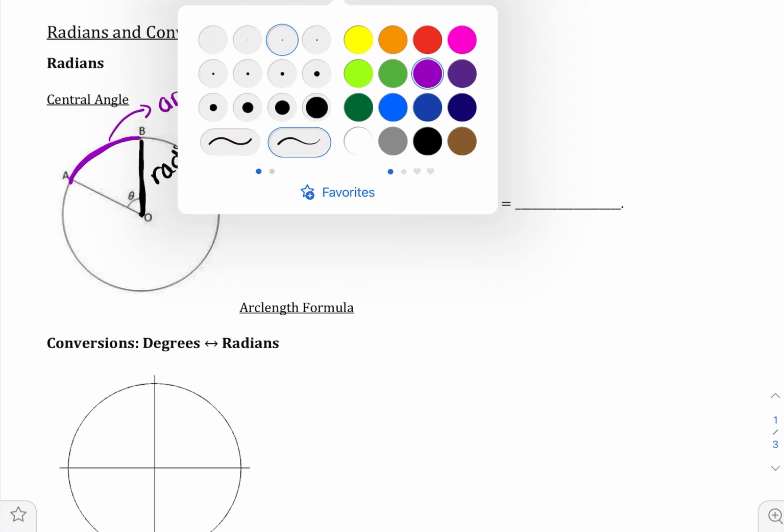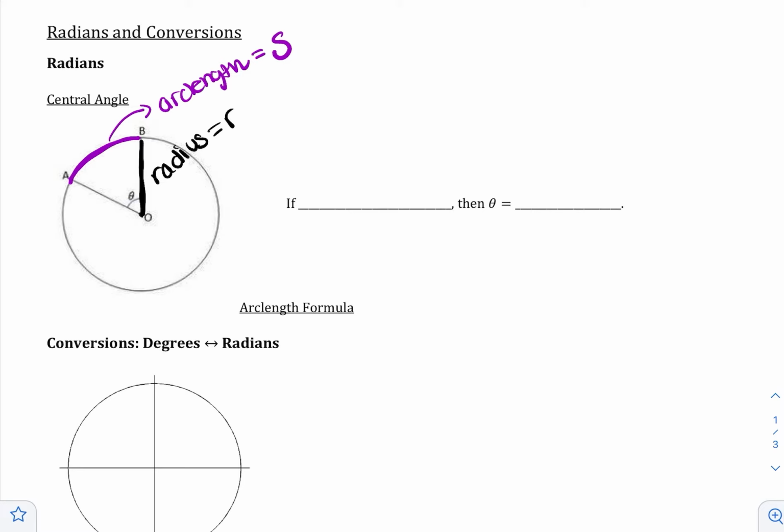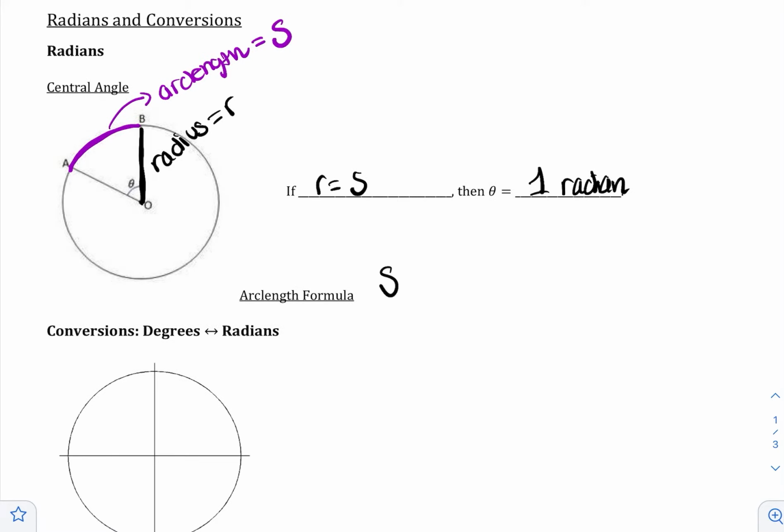So we have that to define a radian, if the purple part is exactly the same as the black part, so if R is equal to S, then the angle is exactly 1 radian. So that's how 1 radian was defined. So from this, we introduce what is called the arc length formula. And the arc length formula is really straightforward. The arc length is equal to the radius times the angle. And you can see that if theta was 1, then S was equal to R.